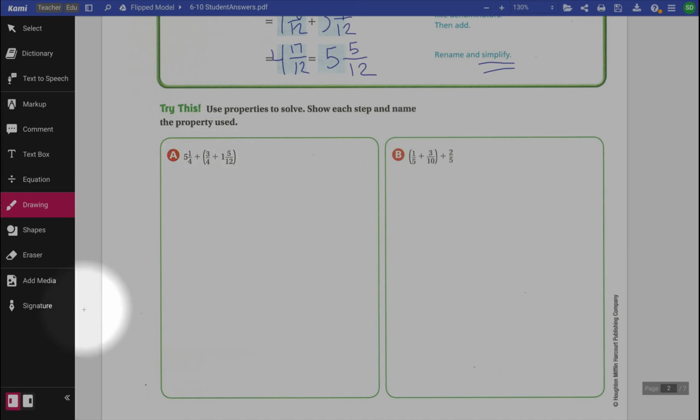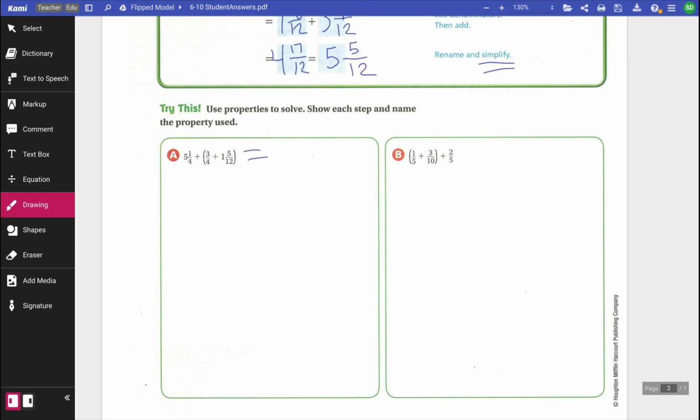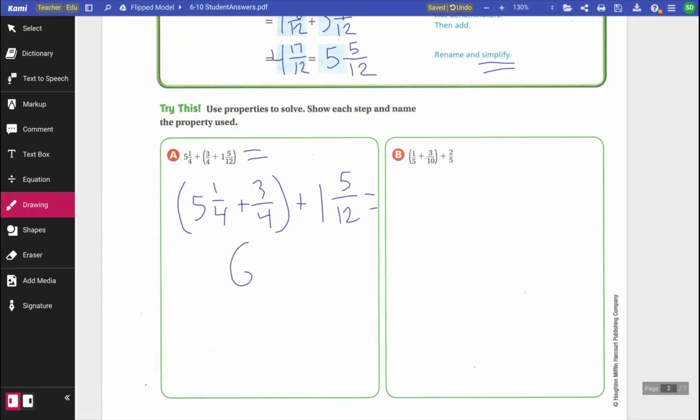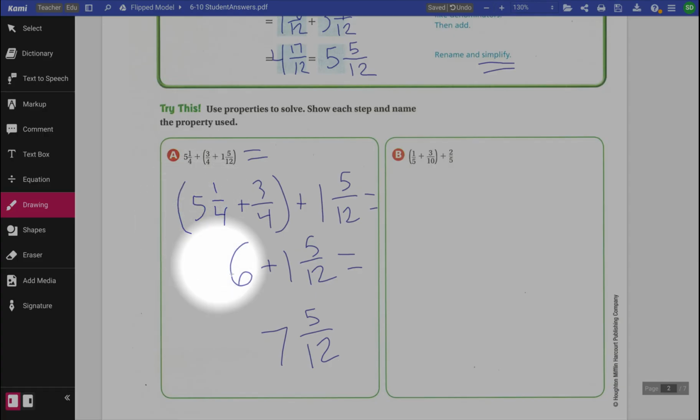All right, so you should have A done at this point. So to redo this, you should have realized that you could have grouped these based on the denominator of fourths. Just move the parentheses around. Well, 3/4 and 1/4 is 4/4, which is 1 whole, plus 5. So this becomes 6. Plus 1 5/12. So it becomes 7 and 5/12. Hopefully you got that same answer. Okay, if not, see where you went wrong and make those necessary corrections. You can always pause this video before going on.